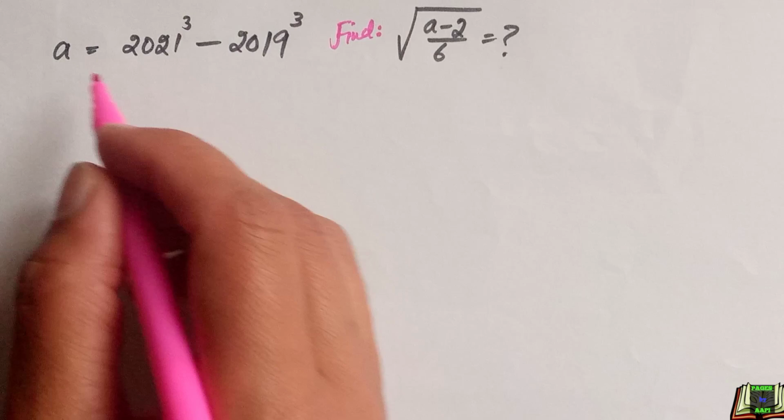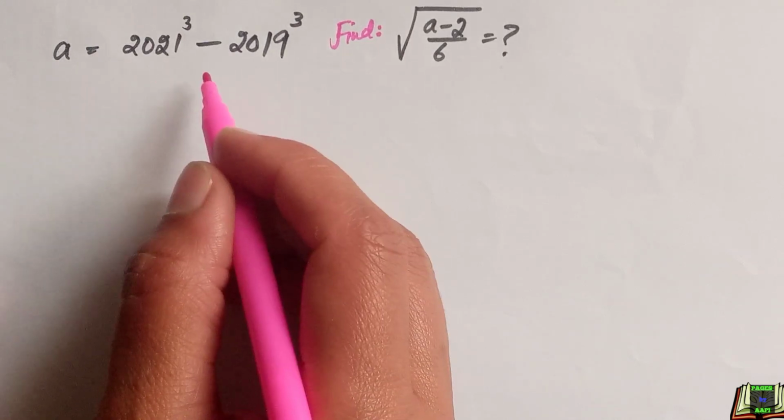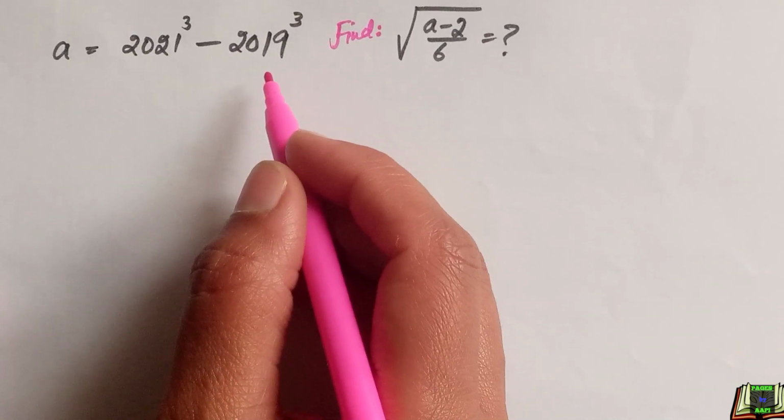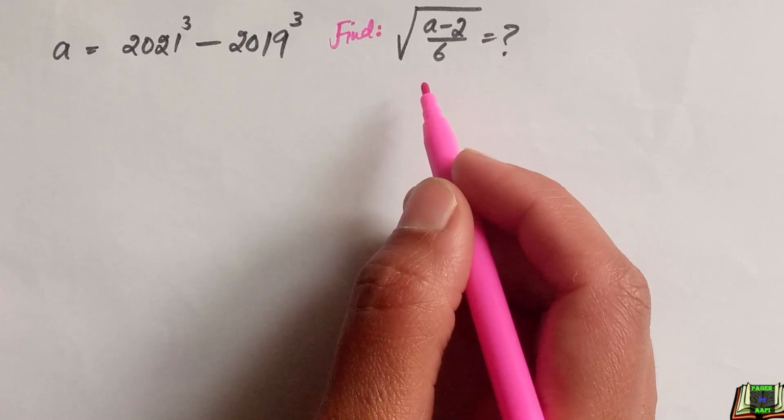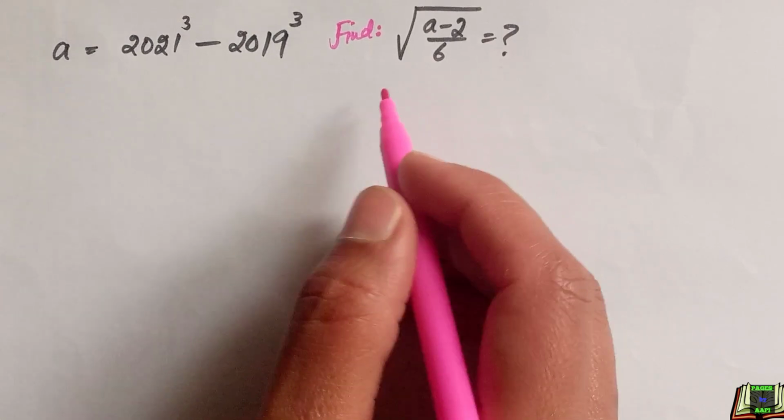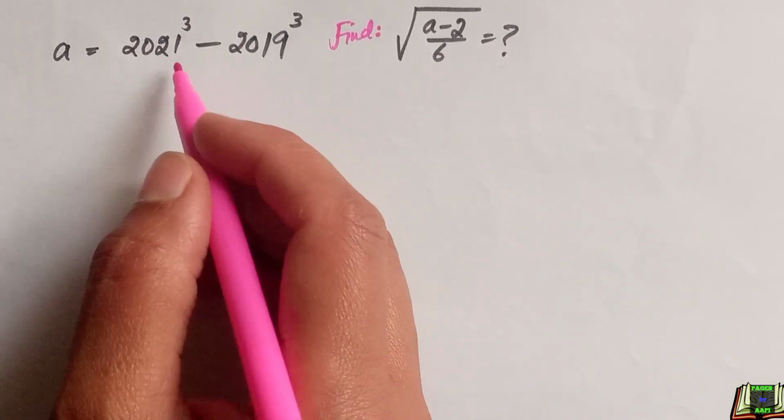Today we have this Maths Olympiad problem. If A is equal to 2021 cube minus 2019 cube, then we have to find the value of square root of A minus 2 divided by 6. So let's get started and find the solution.